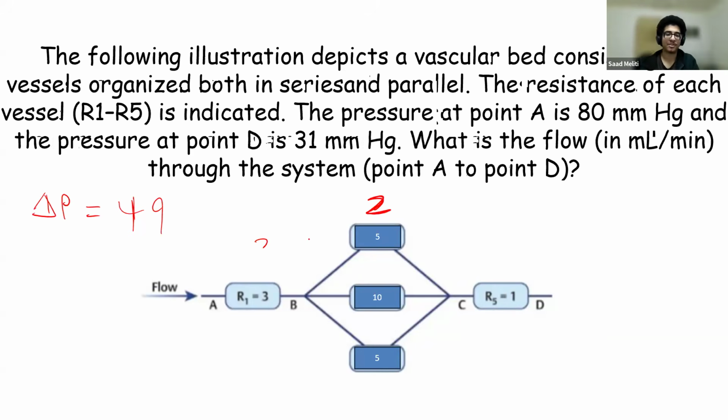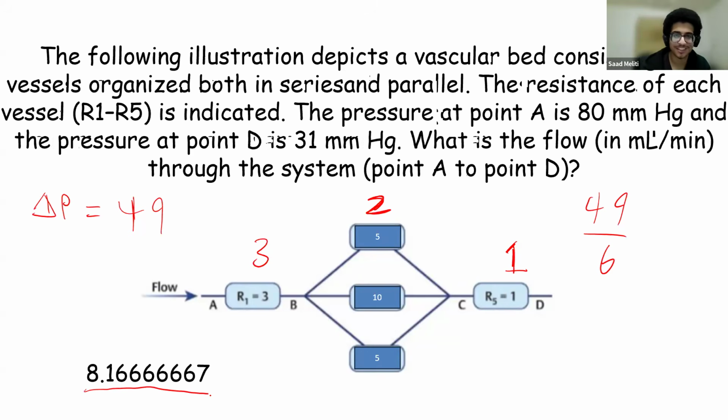Now we have this resistance here and this resistance here, so we're just going to add them together: 3 plus 2 plus 1. The resistance is 6. What you're going to do is 49 divided by 6, and that gives you an answer of 8.1666667. Does this make sense?